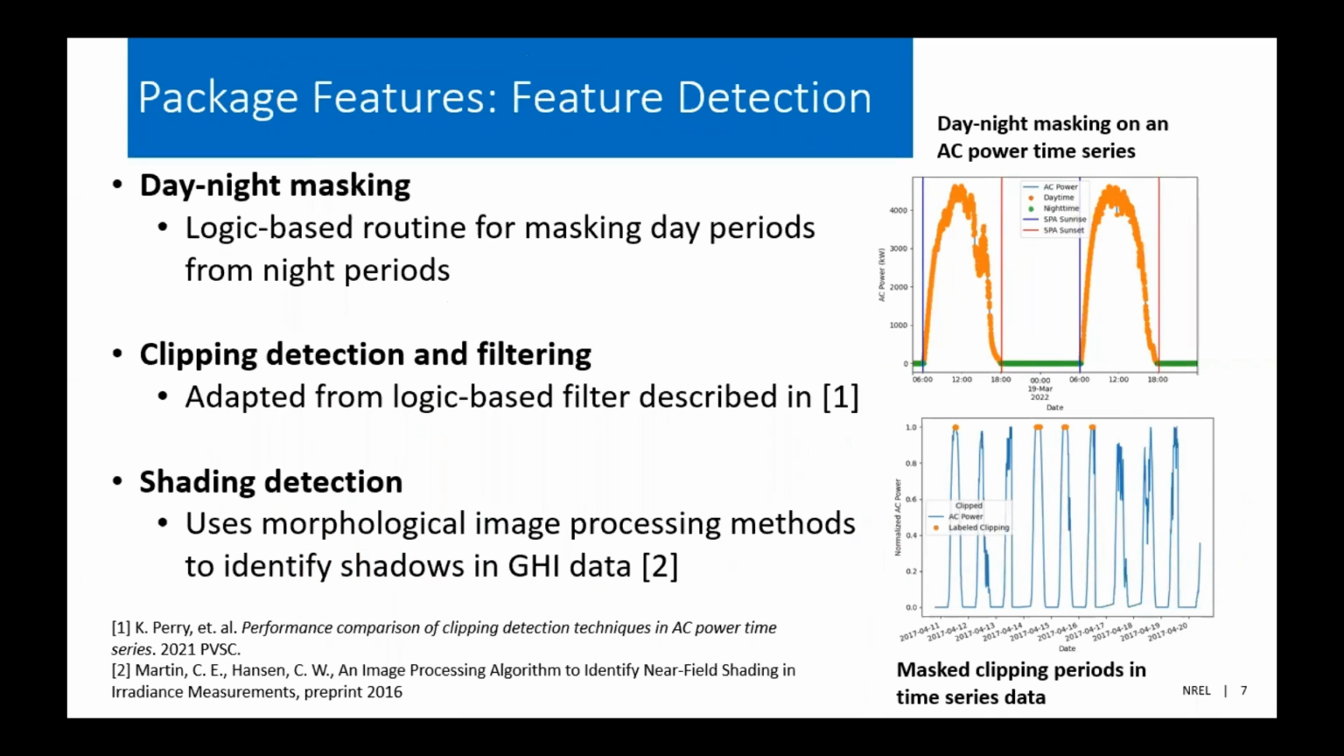And last but not least, we have a shading detection algorithm. So this algorithm uses a morphological image processing method to identify shadows in GHI data. This is based on a method that Cliff, who just presented, contributed to, and we've got a citation there for it as well.